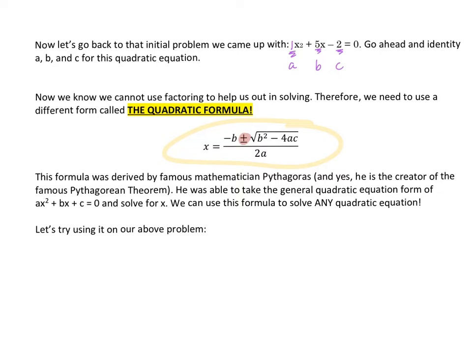So really, labeling our a, b, and c values initially is what we're plugging into this quadratic formula. Our b value in this case is 5, and it's going to go in the spots where we see b. Our a value of 1 is going to go in for a, and our c value of -2 is going to go in for c. All right, looking good. So let's try using this quadratic formula on our problem above.